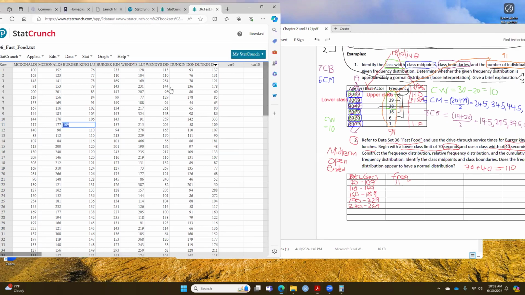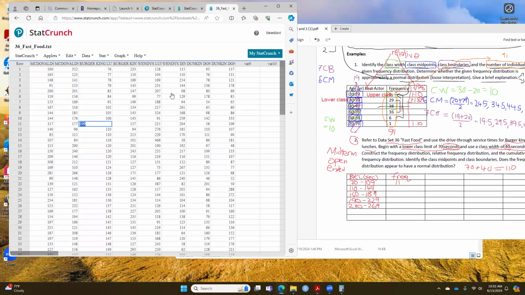Now, class, if you don't want to count like I just did, utilize this row. Okay, so you can tell that this is 11 straight away, because 109 ends at 11. And then the next class is 110 to 149.